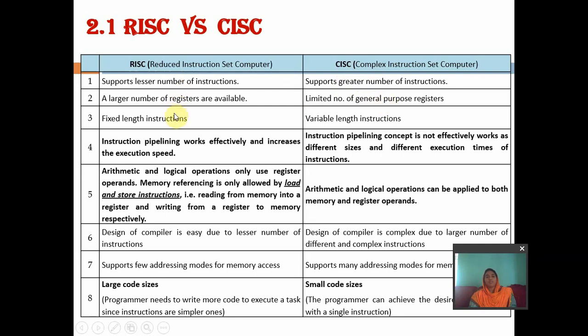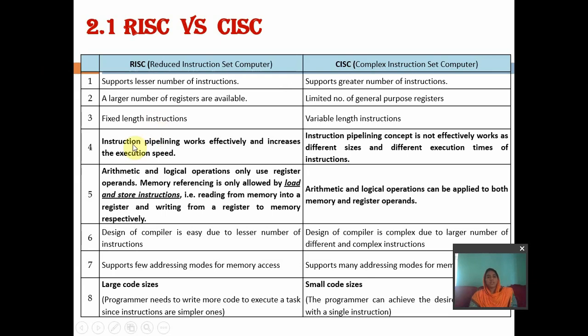Whatever instructions we use in RISC are fixed in length, whereas in CISC the instructions are variable. It means if RISC allows 16-bit, then all the instructions are 16-bit, whereas in a CISC processor, variable length means a combination of 8-bit, 16-bit and 32-bit instructions is allowed.